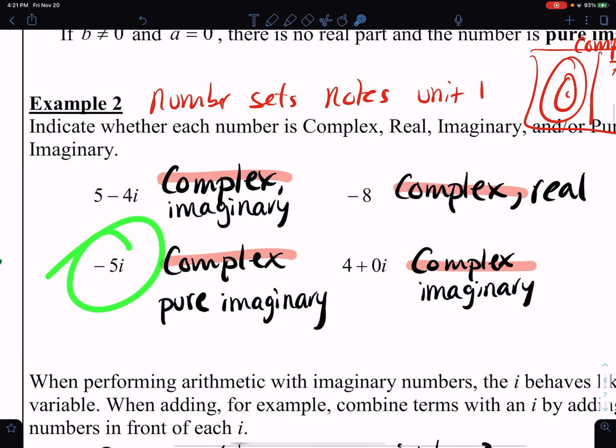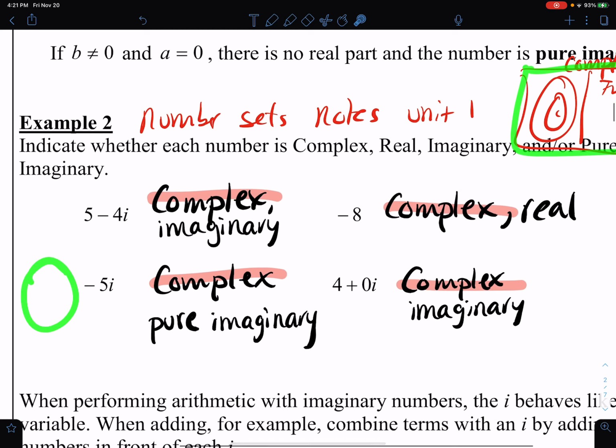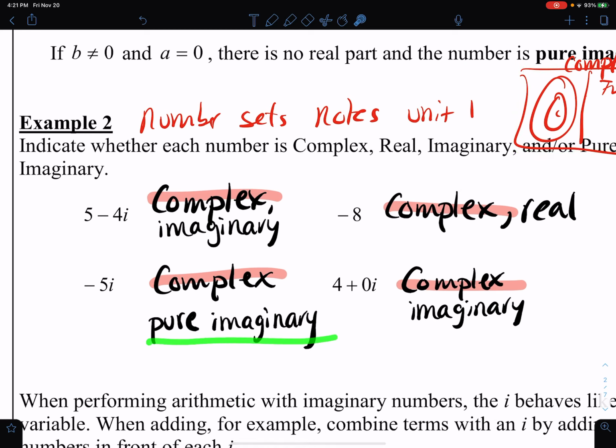Then you'll note this one doesn't have the real component. So it's still complex because all of our numbers are complex. But if there's no real component, to be more specific, we call it a pure imaginary. And this last one just indicates that if somebody took the time to put an i in their answer, even if it was 0 i's, we are still going to consider that to be imaginary as well because they took the time to write it with an i.